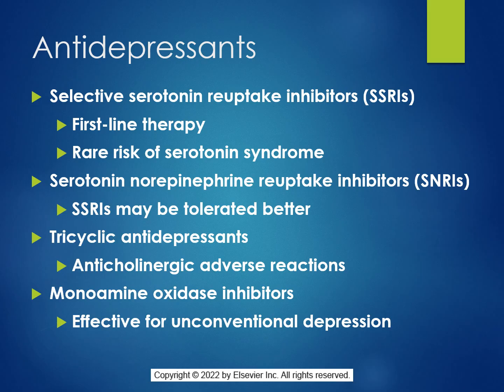The tricyclic antidepressants, they have the anticholinergic adverse reaction. You want to know that. And then MAO inhibitors are used for resistant depression, and they're effective for atypical depression.